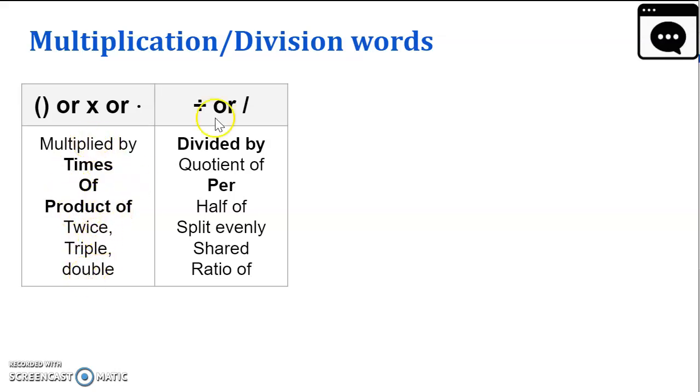When you see words like multiply by, times, of, product of, twice, triple, or double, they're all multiplication words, while divided by, quotient of, per, half of, split evenly, shared by, ratio of, they're all division words. Let's do some examples.